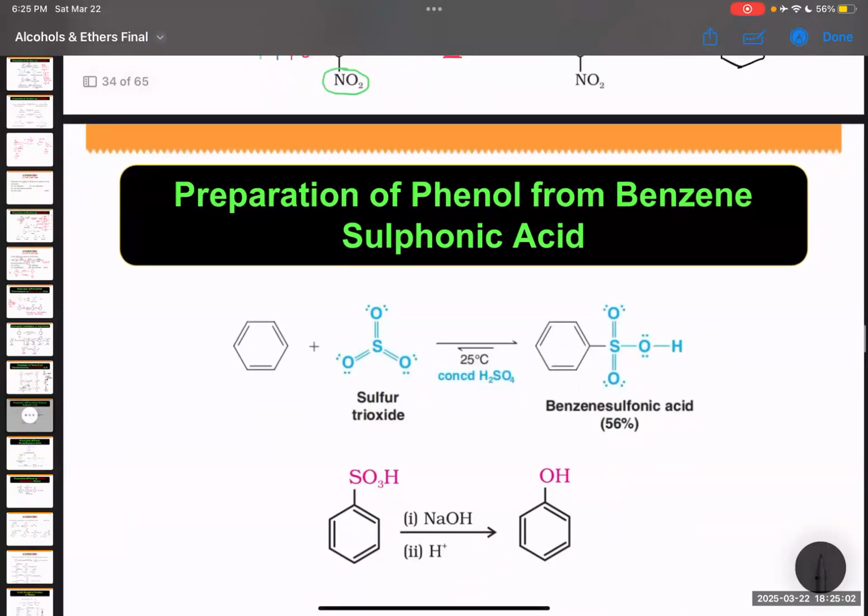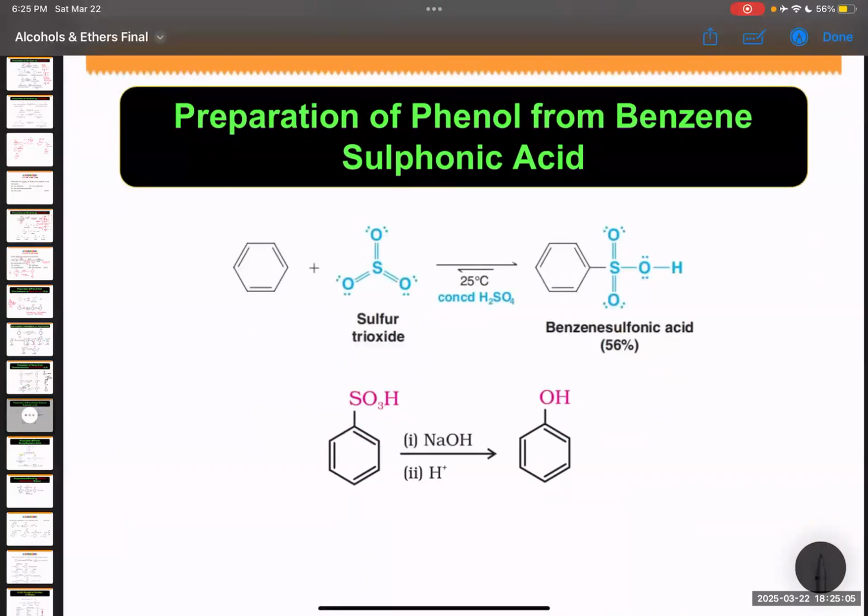The other method for the preparation of phenol from benzene is through sulfonic acid. The above method was through chlorobenzene. So first you need to get the sulfonic acid by sulfonation of benzene. You can do the sulfonation by reacting benzene with concentrated H2SO4 or just simply sulfur trioxide. So you get benzene sulfonic acid, or you can use oleum also.